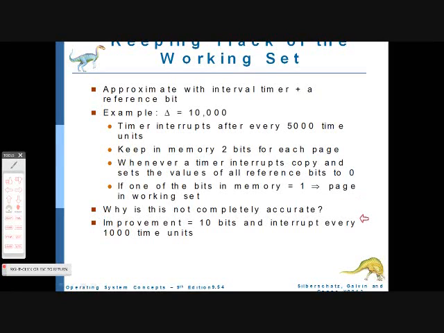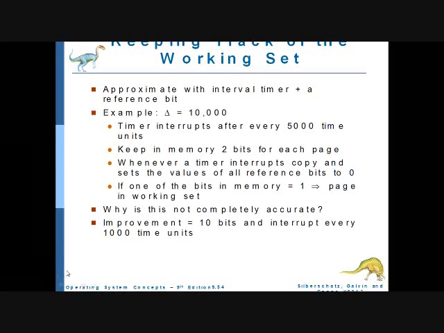Now, it says here, why is this not completely accurate? Because we are just using 2 bits for the interval timer. So the improvement for this is, why not use 10 bits and interrupt every 1000 time units instead of interrupting every 5000 time units? The more you increase the number of bits and the lesser the time units, the more accurate your working set would be.